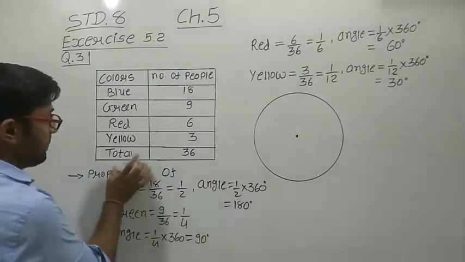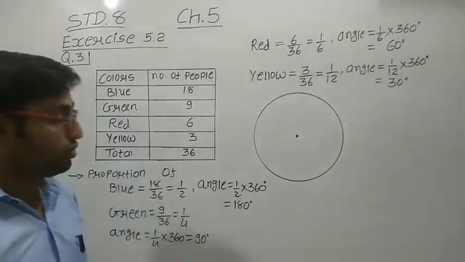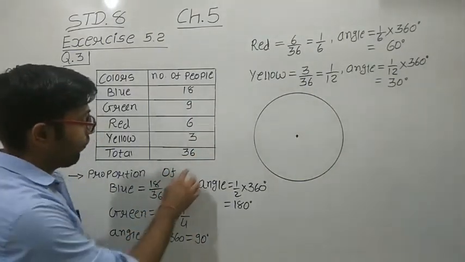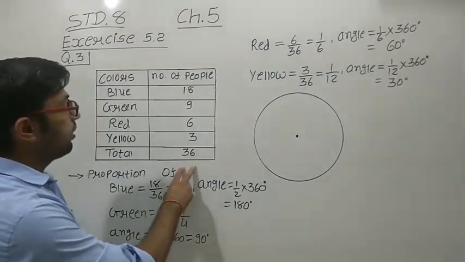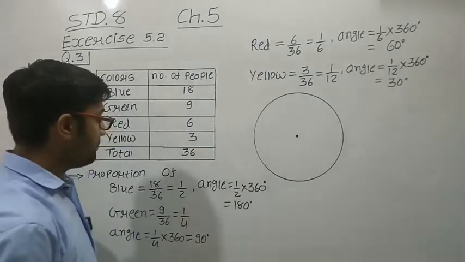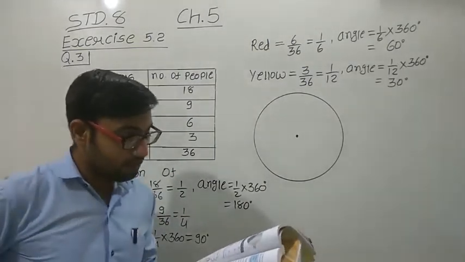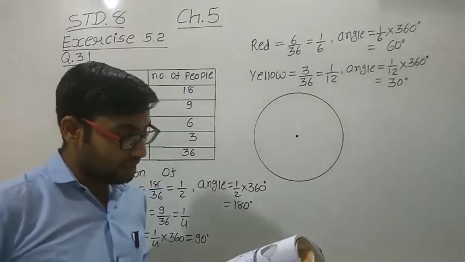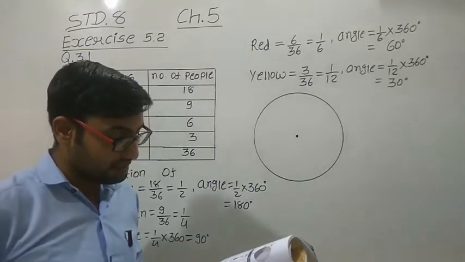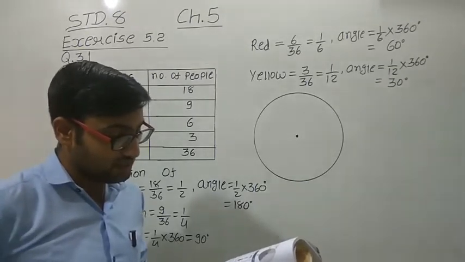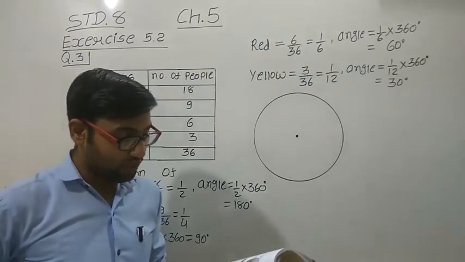So the total number of people here is 18 plus 9 plus 6 plus 3, which is 36. So this survey is done on 36 people, about which color they preferred. Here we are given a hint: find the proportion of each sector. For example, blue is 18 upon 36, that is 1 upon 2, green is 9 upon 36, that is 1 upon 4, and so on. Use these to find the corresponding angles.